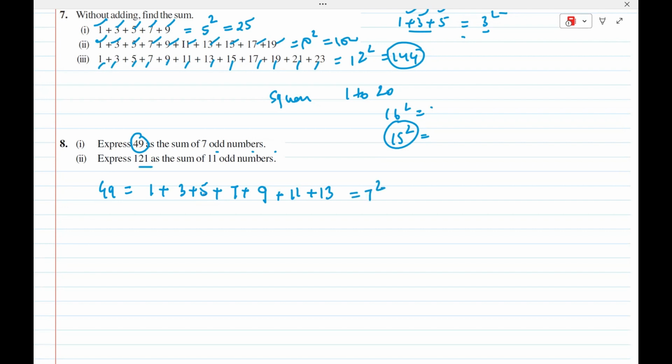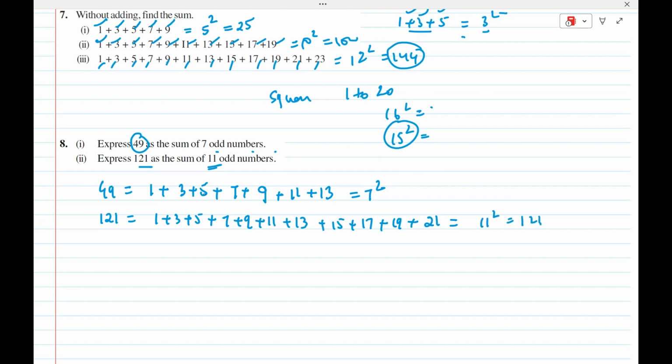Same way 121. So there have to be 11 odd numbers. So 121 is nothing but 1, 3, 5, 7, 9, 11, and 13. These are 7. I need to add 4 more. That is 15, 17, 19, and 21. These together will give you 11 square, that is 121.